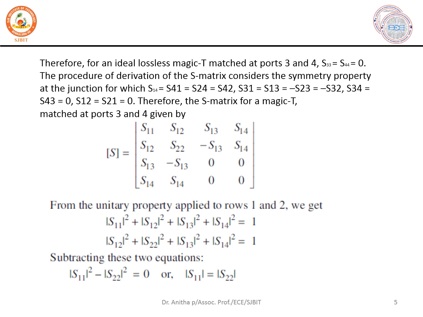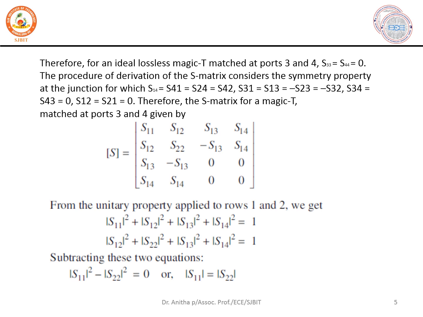Even in the same case with the second row, by subtracting these two rows you can observe that S12, S13 and S14 appear in both equations, so we are left with S11 and S22. If I subtract those two, S11 square minus S22 square gives 0, which gives S11 same as S22.